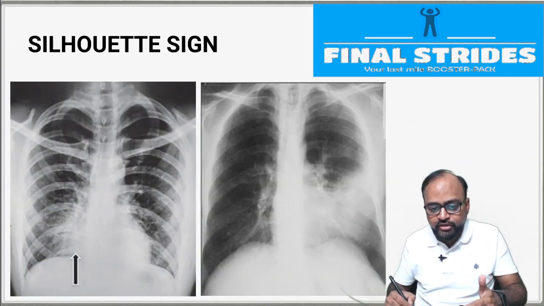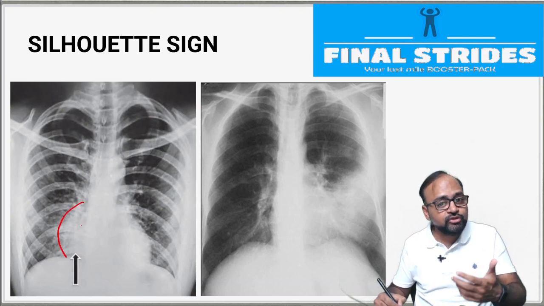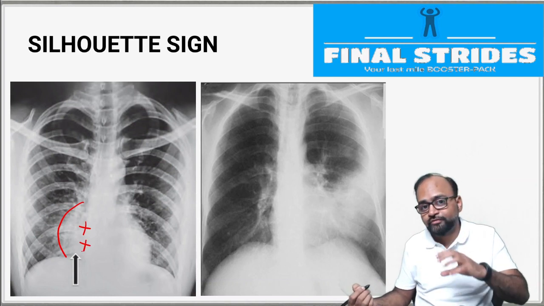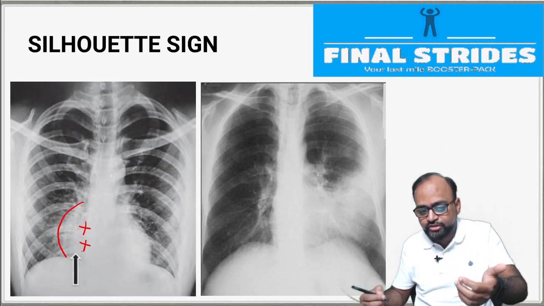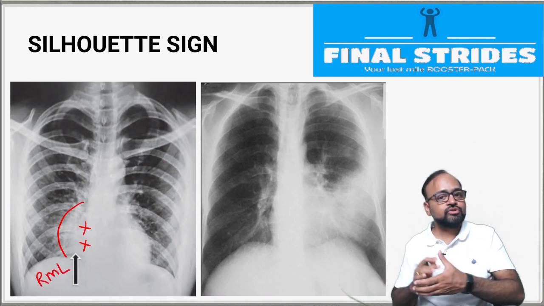Now as you can see here in this radiograph, there is a haziness in the right paracardiac area, and where the opacity is, you are not able to see the right heart border. So if the right heart border is lost, we just saw the disease is located where? This is right middle lobe consolidation.